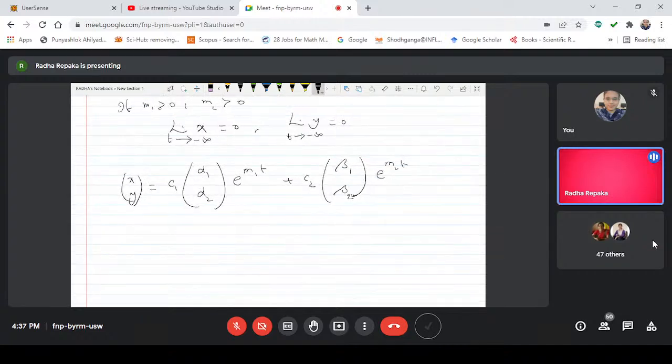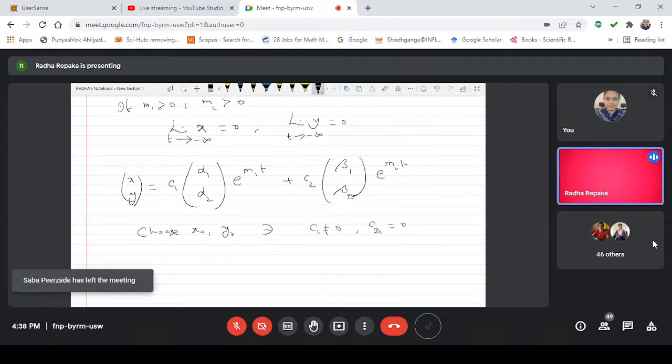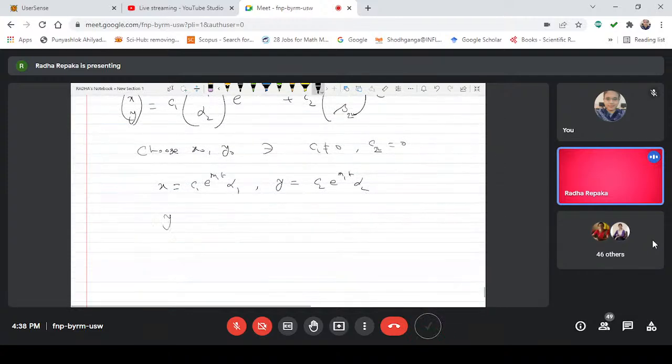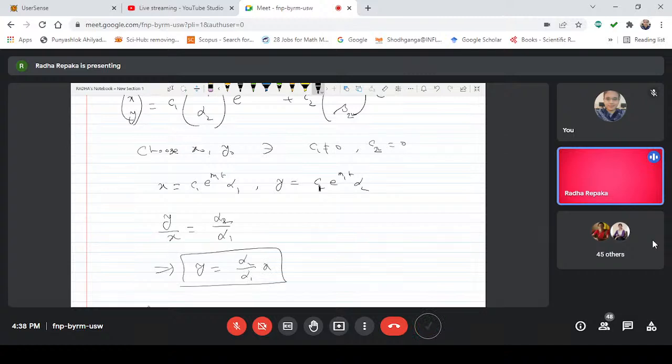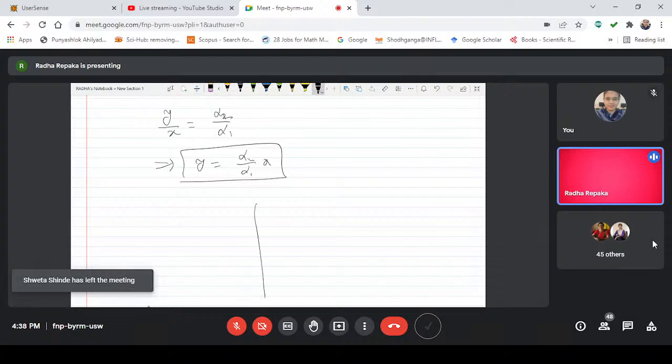So since I can choose x0 and y0 such that c1 is non-zero and c2 is equal to 0, I always can choose, right? Once c2 is 0, what is my x? x equals c1 e^(m1 t) alpha 1, and y equals c1 e^(m1 t) alpha 2. So from here, can I write y by x equal to alpha 2 by alpha 1, which implies y equals alpha 2 by alpha 1 into x. So alpha 1 and alpha 2 are the components of the eigenvector.